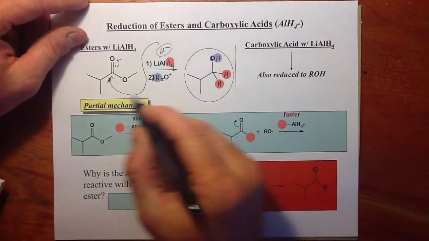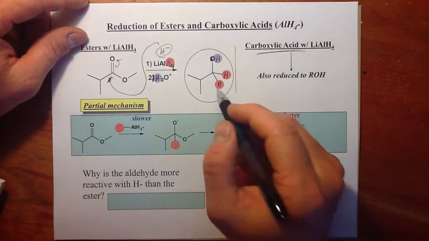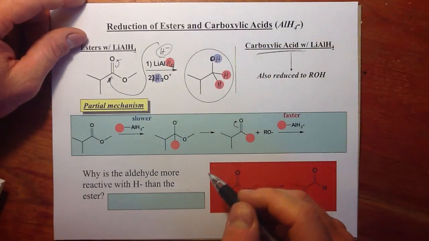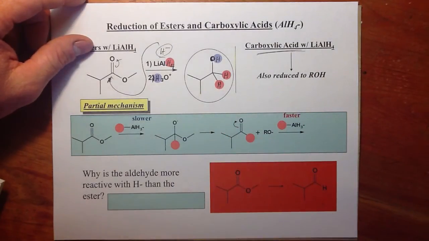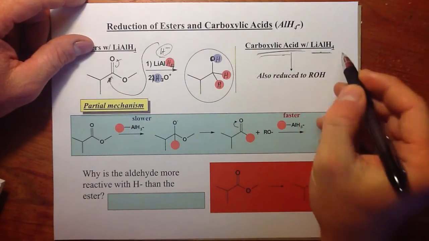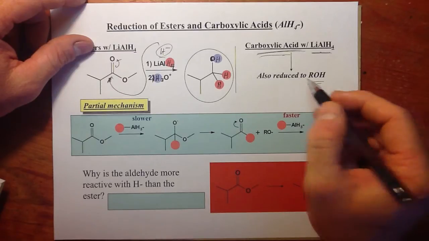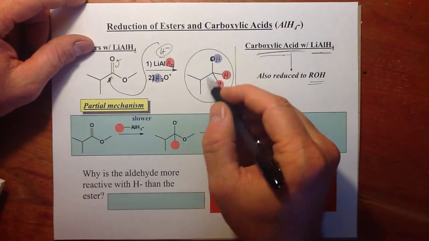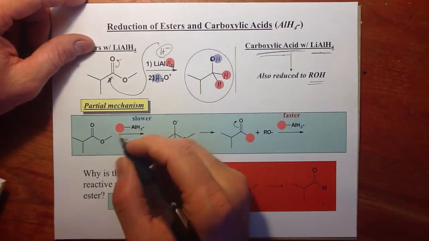So we can also do the same reaction with carboxylic acids. Please know that. You can just have the same products. The alcohols, same exact products. If we use carboxylic acids and lithium aluminum hydride, it also reduces to an alcohol. This is just an alcohol now. Let's show that partial mechanism.